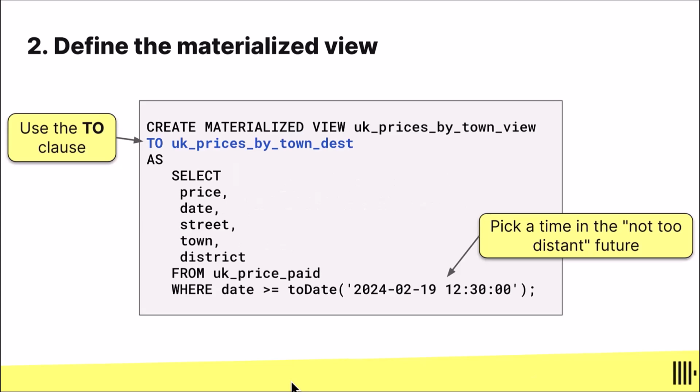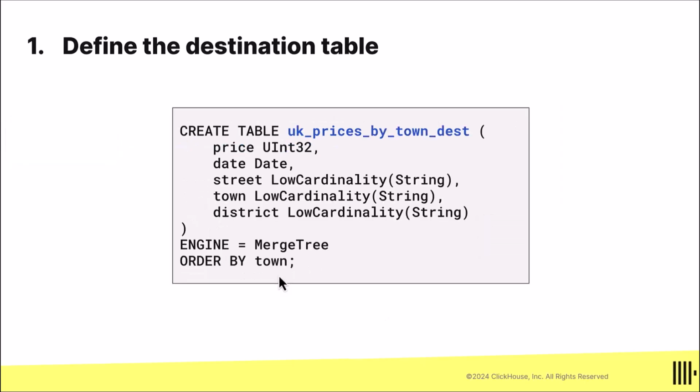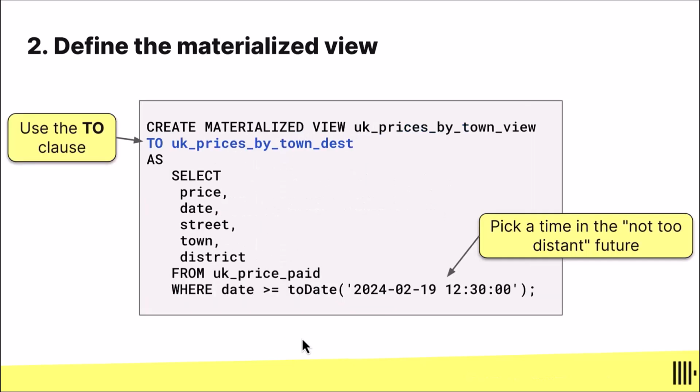And here I'm going to create a materialized view. I'm going to call it UK prices by town _view. And notice I used the to clause, and I said I want the result of this query to go to this table. It's the table I defined on the previous slide. All I'm doing is picking 5 columns and sorting it differently. So I'm going to grab these 5 columns that are going into UK price paid. If you go back a slide, I'm going to sort it by town. This is a very straightforward materialized view. I'm not doing any aggregations or anything.